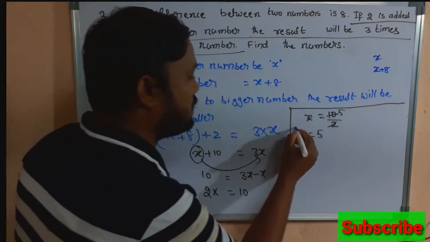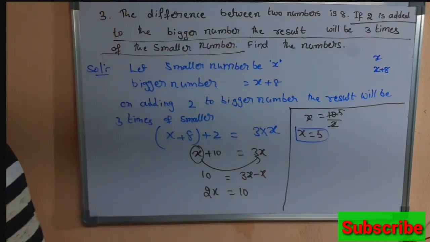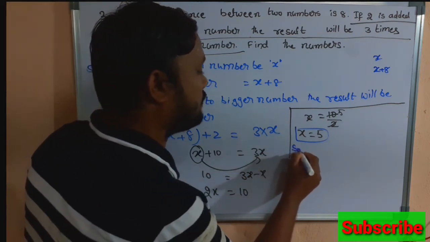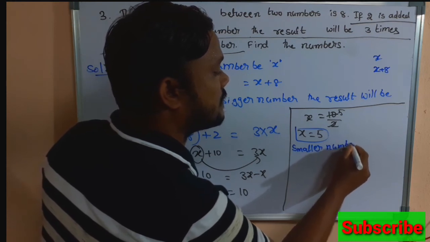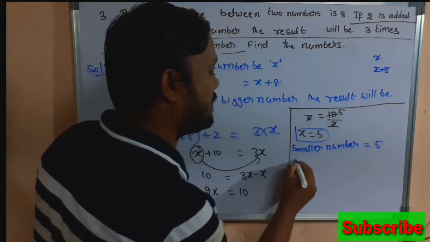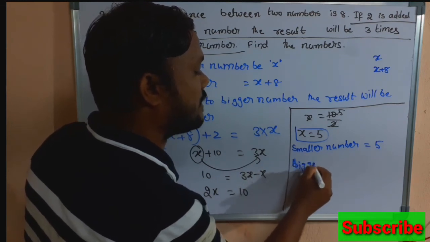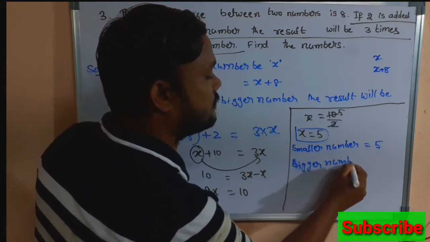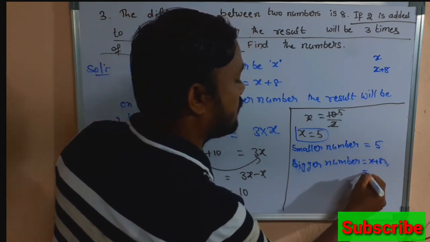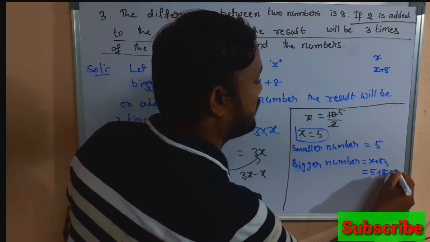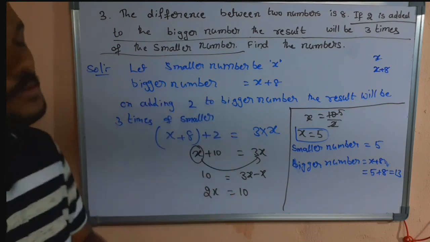So we got the x value as 5. What did we suppose? We supposed the smaller number as x, so the smaller number is equal to 5. Then what is the bigger number? The bigger number is equal to x plus 8, which is 5 plus 8, that is 13. That means the required two numbers are 5 and 13. This is how to solve this problem.